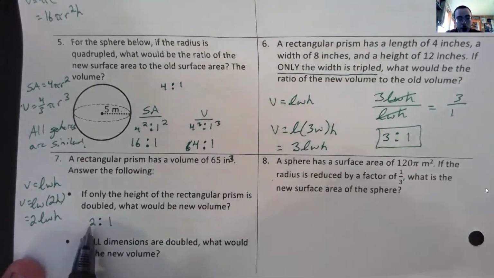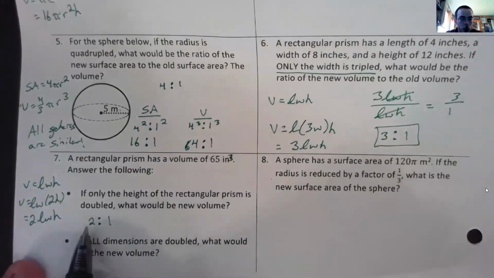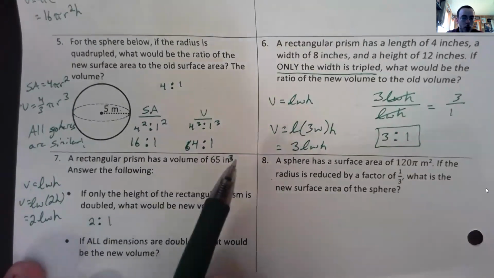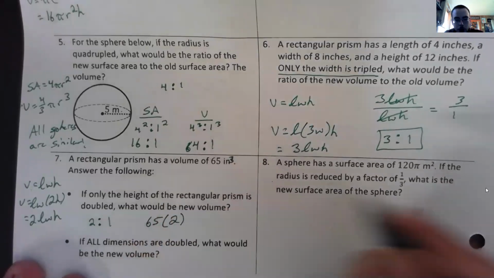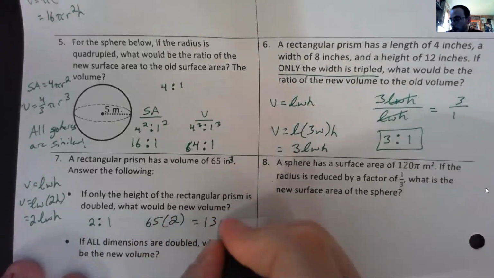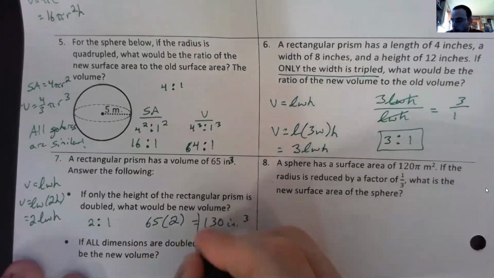So that means our new volume must be twice as large as our old volume. Our old volume is 65, and we multiply it by 2 to get 130 inches cubed.